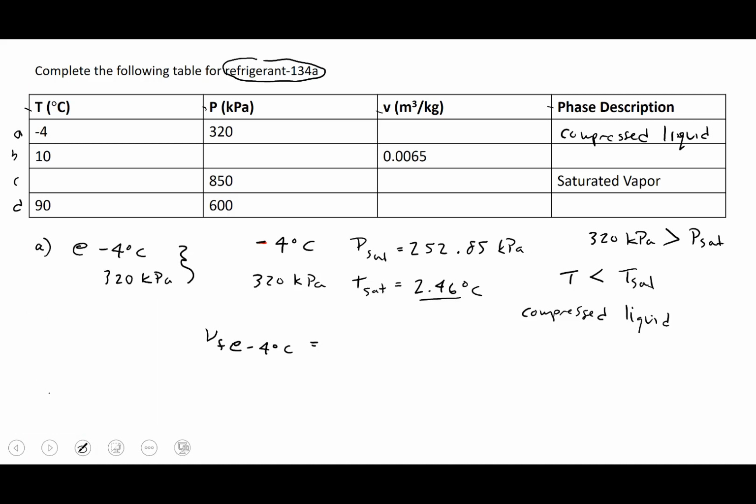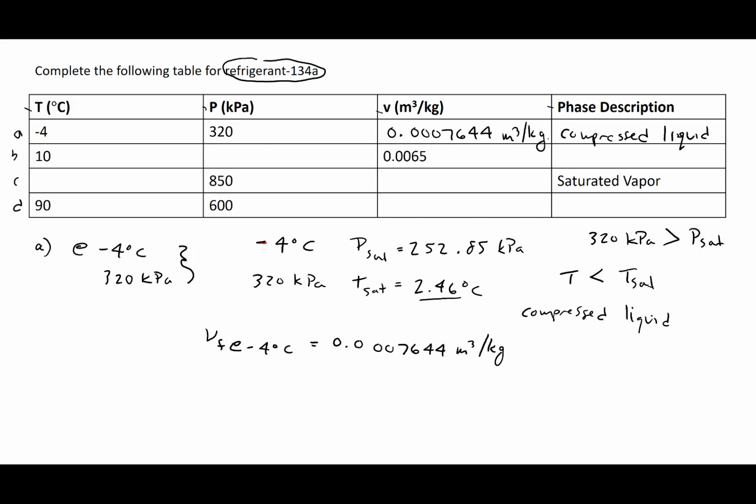All right, so we just looked up that the specific volume at negative 4 degrees Celsius was 0.0007644 meters cubed per kilogram. So I'm going to put that right here: 0.0007644 meters cubed per kilogram.